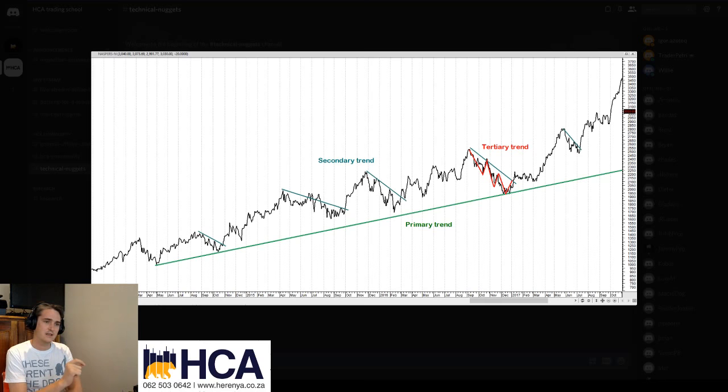So the basic idea here is that during any primary trend, there may be secondary trends which are counter to the primary trend. And within those secondary trends, you could have tertiary trends that are counter to the secondary trend, or with the secondary trend. And that's why you have these wave formats.